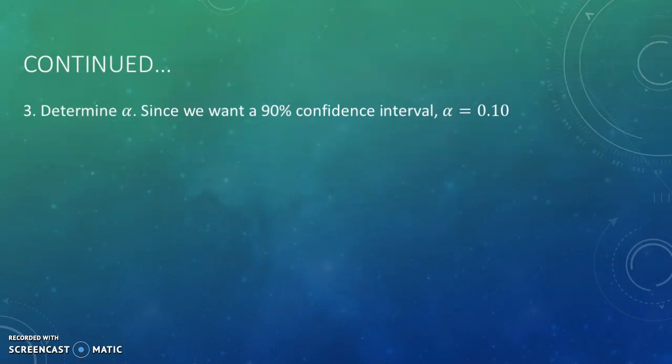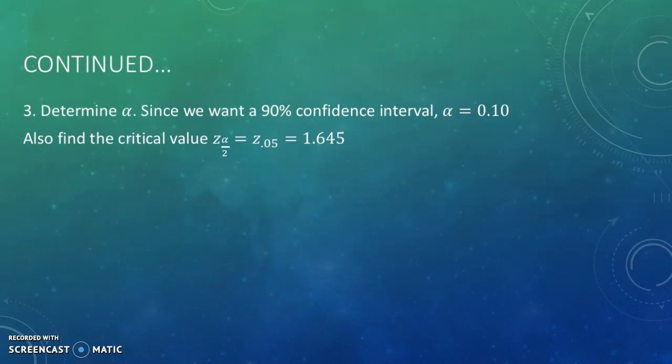Now, step 3, we have to figure out what alpha is. Since we want a 90% confidence interval, alpha is the other 10%. We want to interpret alpha as a decimal value, like a probability, instead of a percentage, so we use 0.10. And we want to find the critical value, the z-value, related to that alpha.